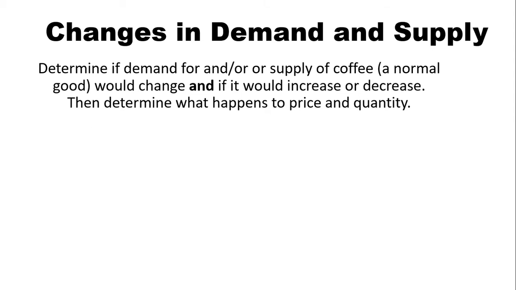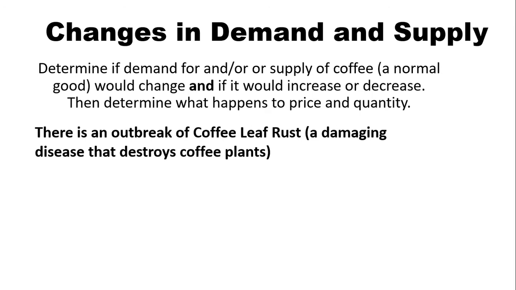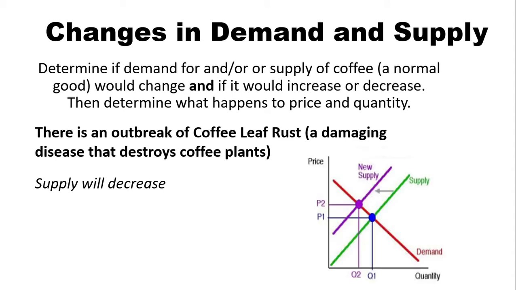Okay, so the next one. There's an outbreak of coffee leaf rust, which is a damaging disease that destroys coffee plants. That's a real thing, in case you did not know. So that's going to be on which list do you think? It's probably something dealing with our production of coffee. So that's going to be supply, and probably under state of nature. So our supply is going to decrease. And if supply decreases, it shifts to the left. If supply shifts to the left, price is going to increase and quantity is going to decrease.